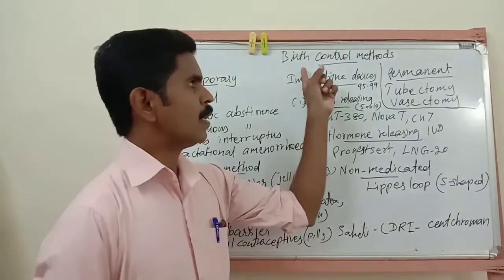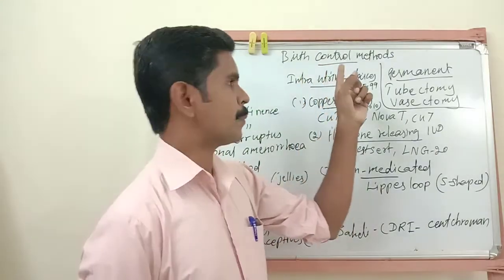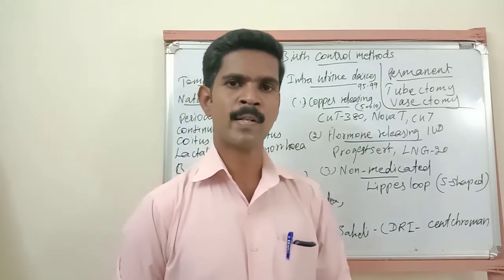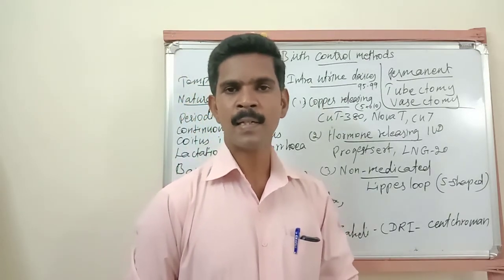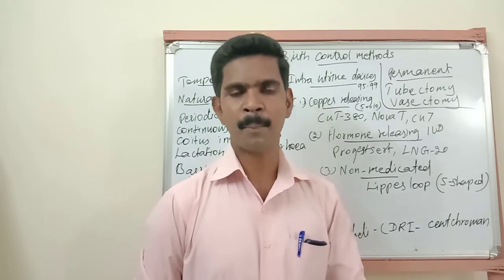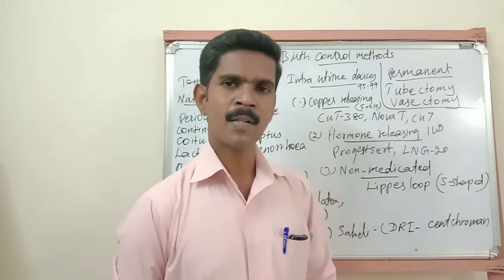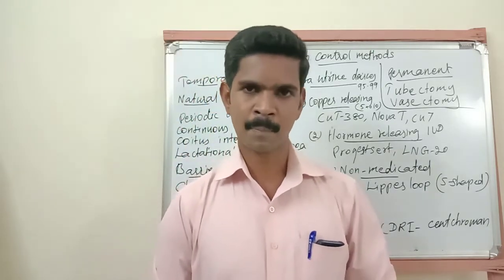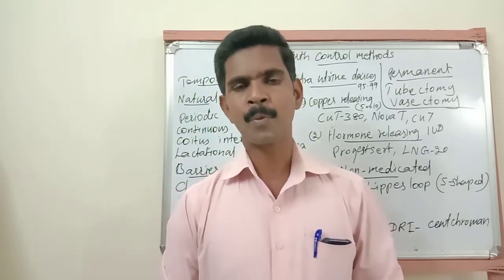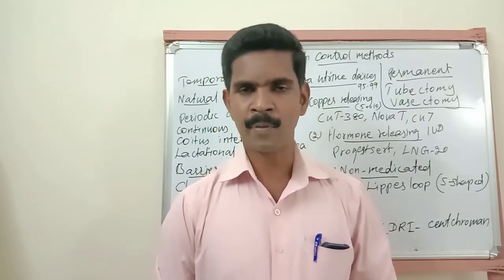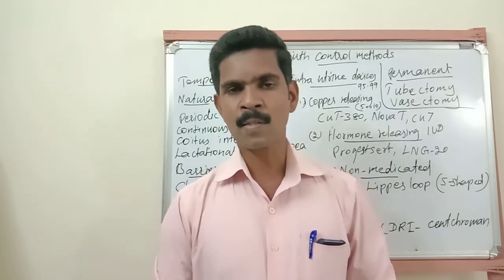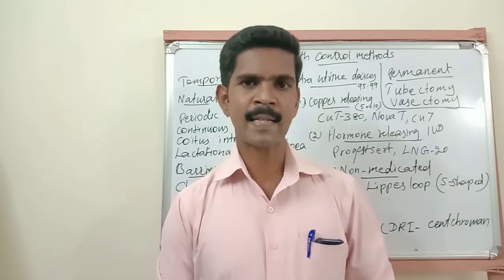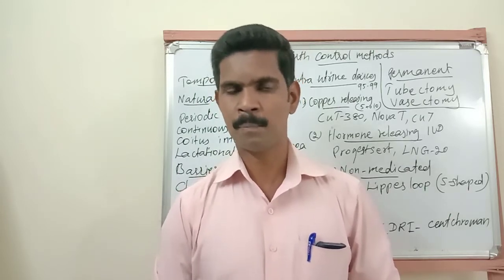Today our topic is birth control methods. We are going to study some of the methods used to prevent birth. First, the definition of the word birth control: the process of prevention of fertilization, or the process of prevention of implantation of the fertilized egg inside the uterus, is called birth control.